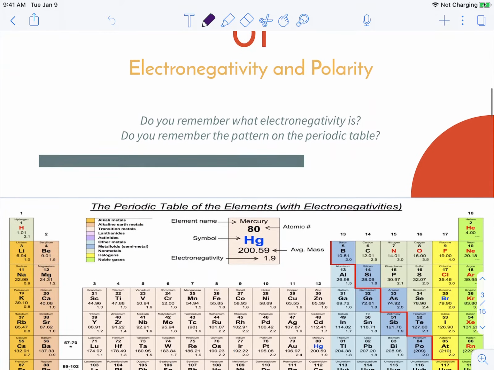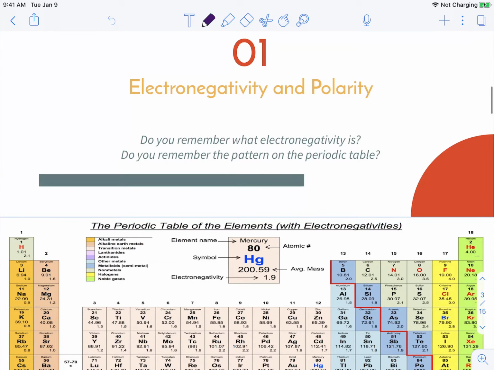Specific notes on these, okay? So the first part of the video, we're going to talk a little bit about the periodic table. So where do I find electronegativity on the periodic table and what does that mean?